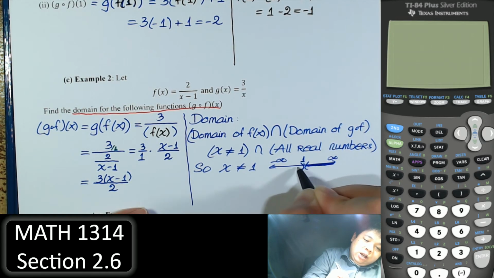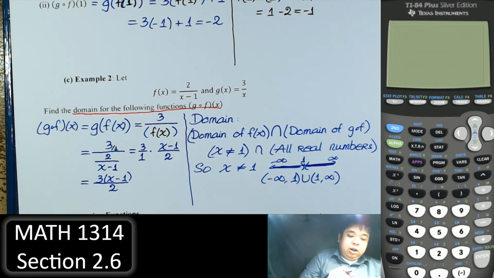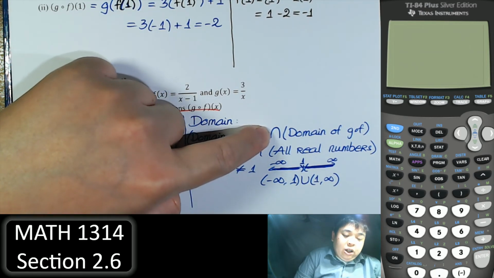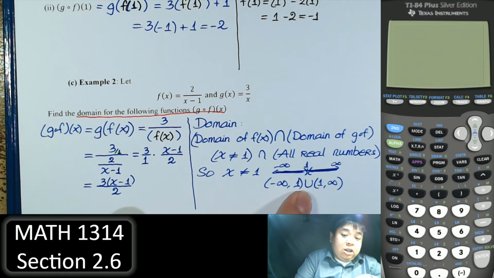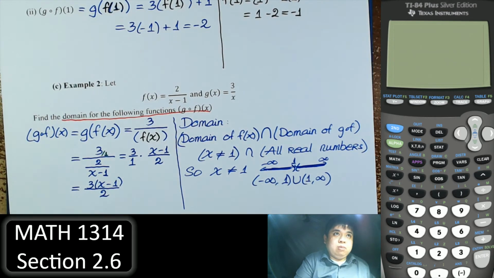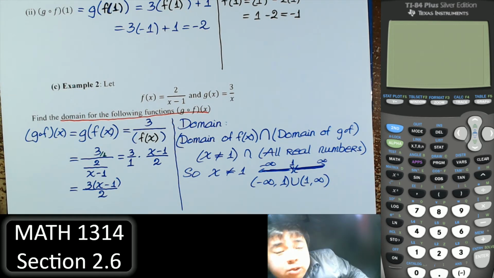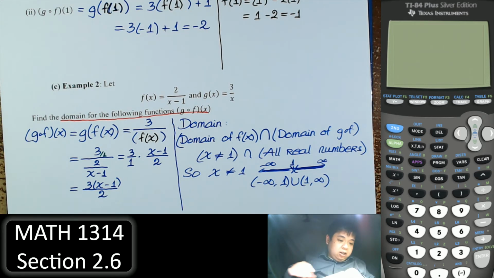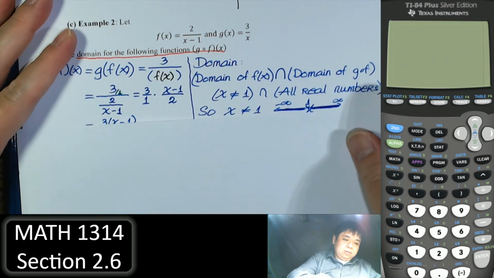On the right is okay, on the left is okay. Notice that the upside down u is intersection, so we have to have both of them. The u is the union, so either one of them. So that is the domain of g of f of x. Now, I do want to calculate the domain of f of g of x. Let's do that as well.